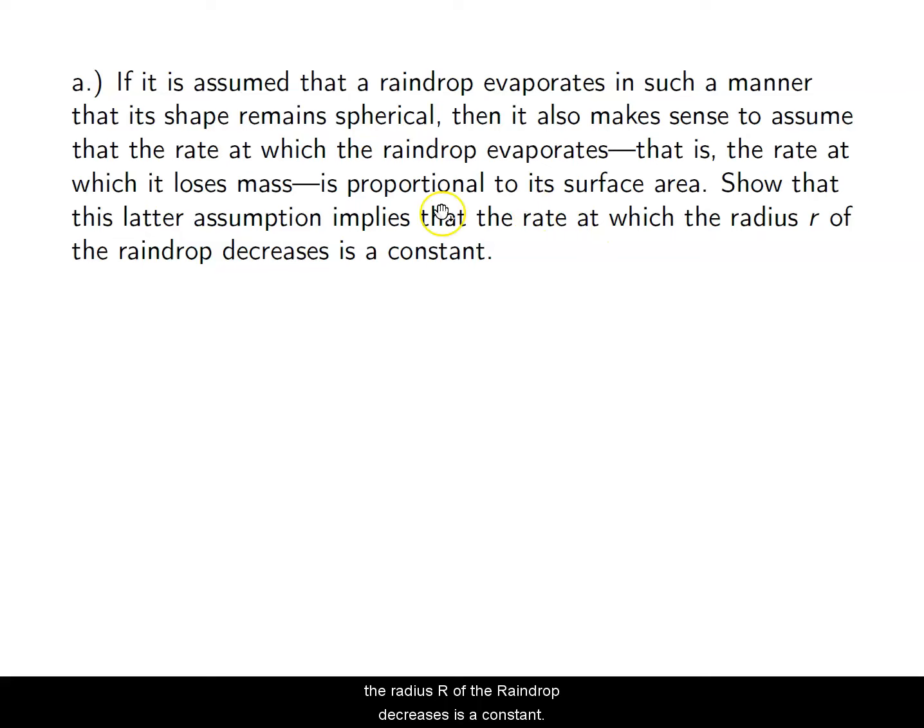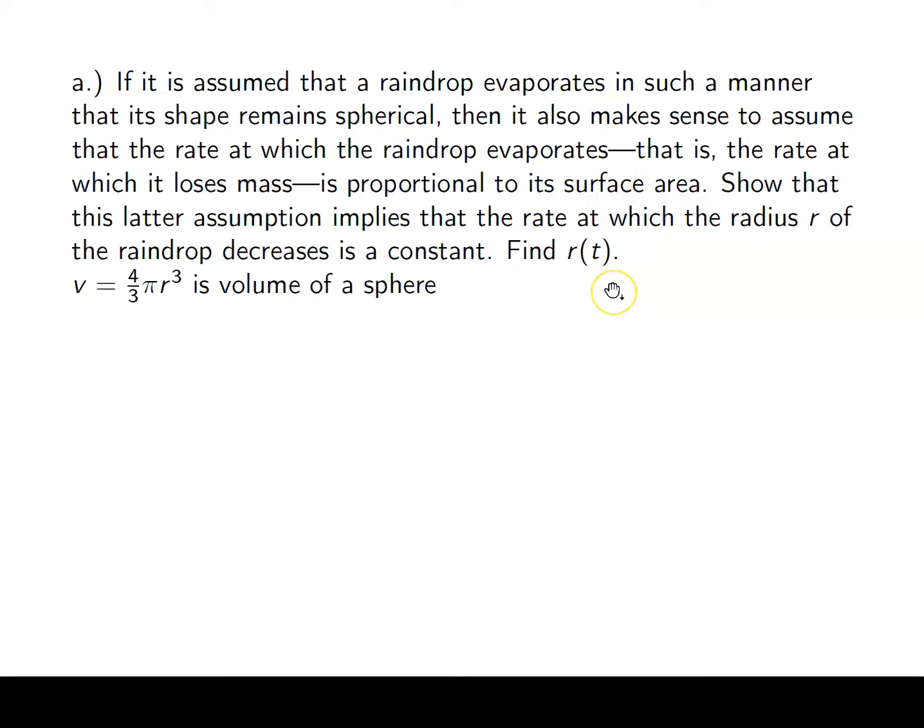Okay, so we are going to take the assumption that it loses mass proportional to its surface area, and then its rate of change decreases at a constant rate. We're going to find r of t, the radius at time t. So we're saying that it's spherical. The volume of a sphere is this equation here. We're talking about volume and surface area. Surface area is the first derivative of volume, right?